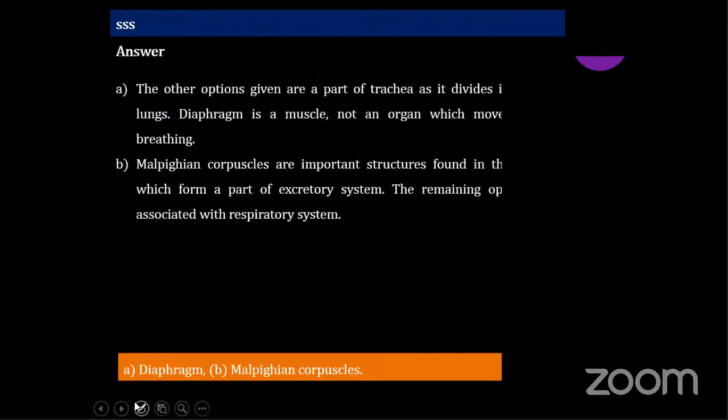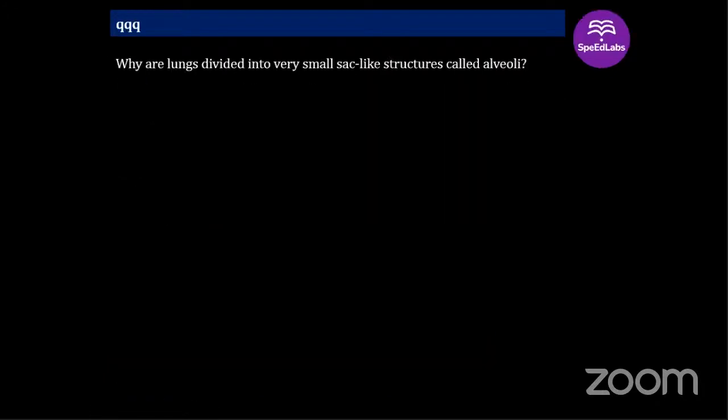Moving on to the next question. Why are lungs divided into very small sac-like structures called alveoli? What is the reason for this? For increasing the surface area for the exchange of gases. Exactly, very good. There are millions of alveoli present in each lung. And what is the importance of that? To increase the surface area for gaseous exchange.